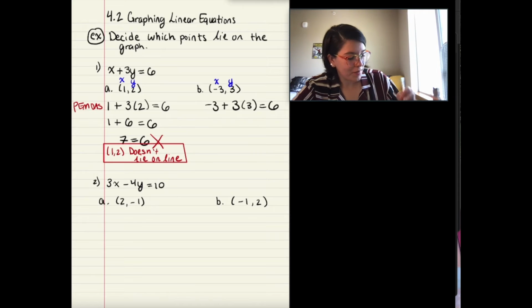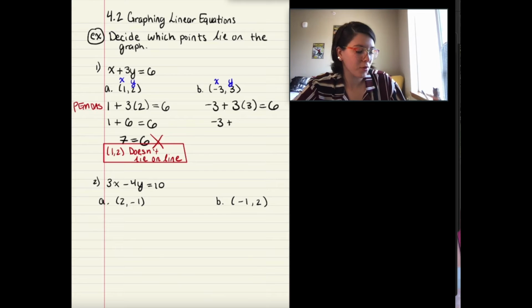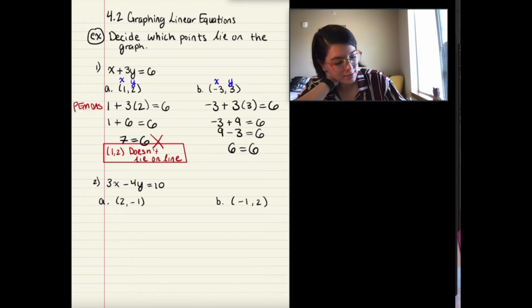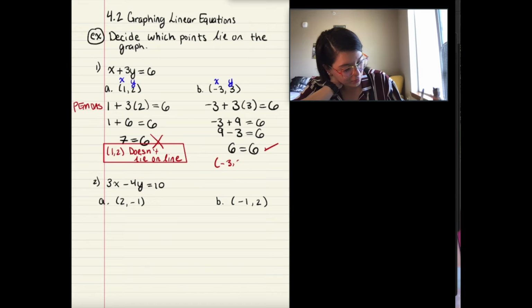Now remembering our order of operations, we do multiplication first. So we have negative 3 plus 3 times 3, which is 9, is equal to 6. Now we have negative 3 plus 9, which we can rewrite as 9 minus 3. So I just switched these around. I put 9 first and then minus 3 after it. So 9 minus 3 is 6. So we have 6 is equal to 6, which is true. So that tells us that the point negative 3, 3 does lie on the line.